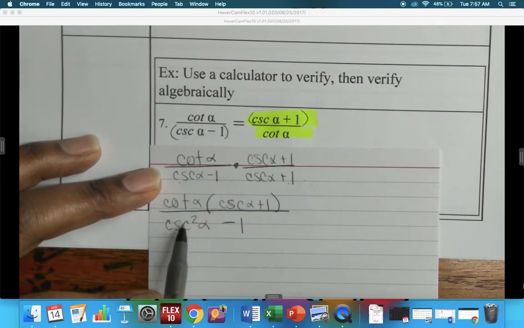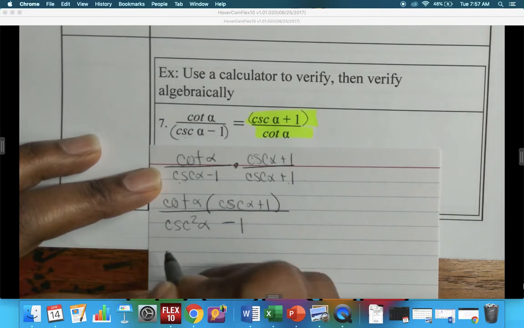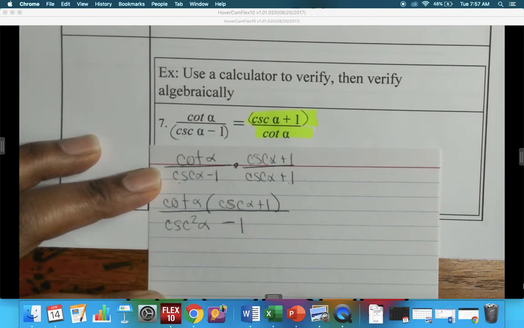Okay. So then I look here, there's not much I can do. I don't see any identity up there. There's no squared. Here, there's an identity, right? I have cosecant squared alpha minus 1, which if we go back to our trig identities, we can look at the Pythagorean identity and see, oh, this is just cotan squared. So I'm going to rewrite this as cotan squared alpha.